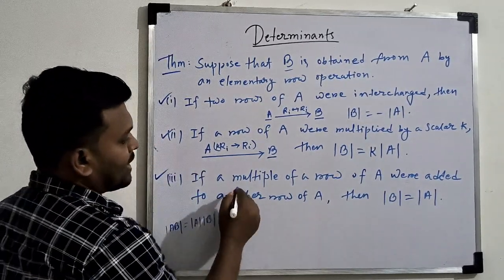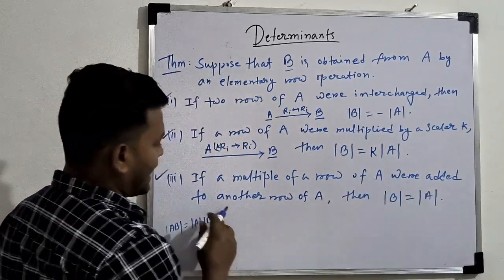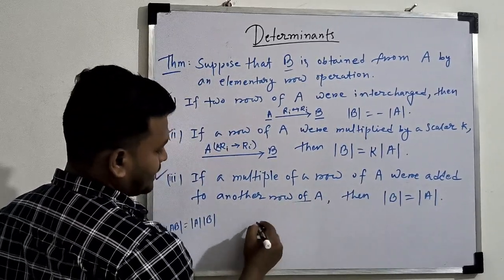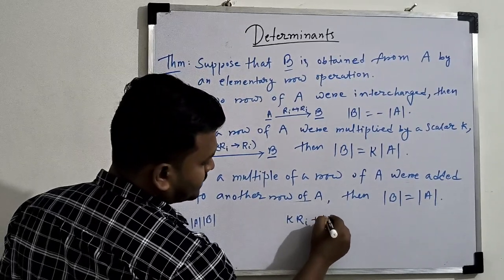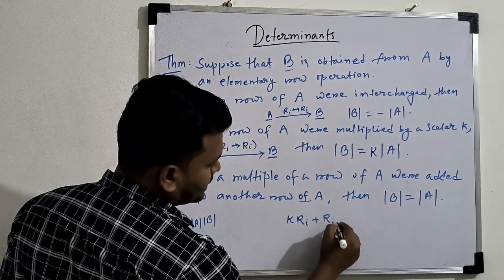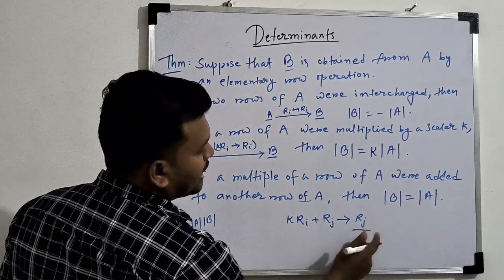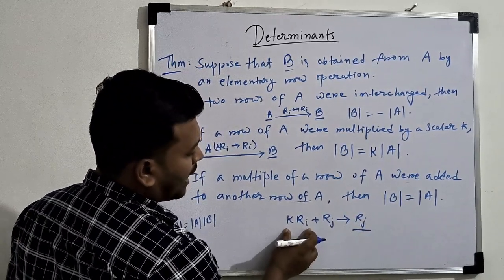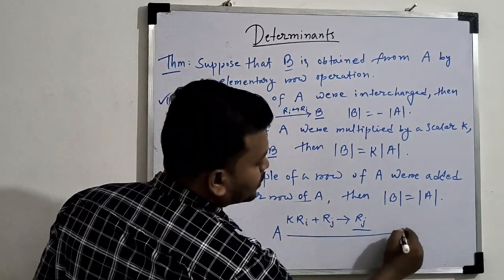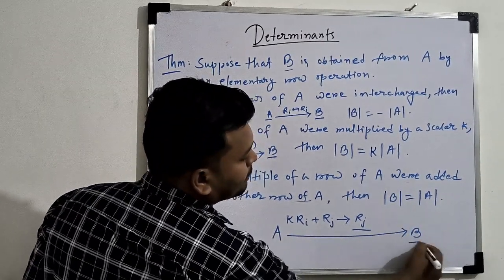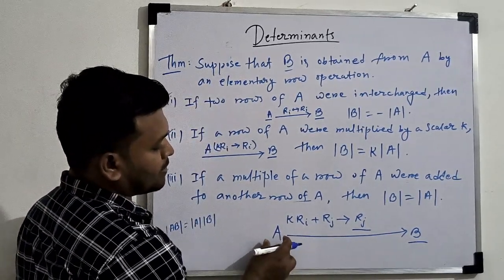And the last one: if a multiple of a row of the matrix A were added to another row of A, that is, if we apply k Ri plus Rj implies Rj, that is, if we replace Rj by k into Ri plus Rj on the matrix A and we get B, then the determinant of the new matrix is equal to the determinant of A.